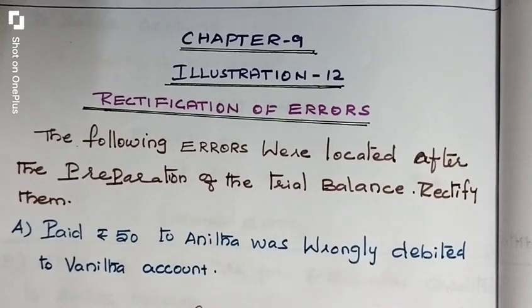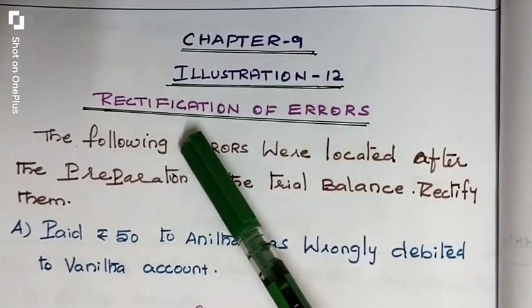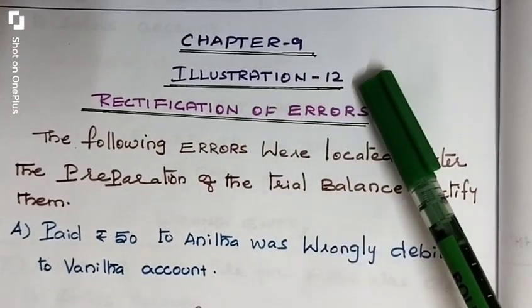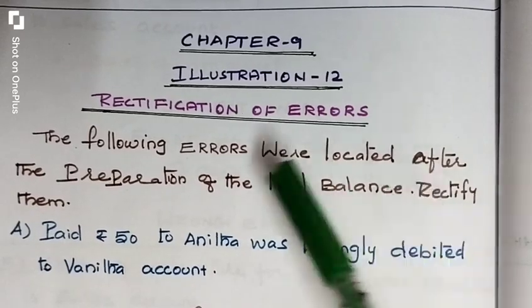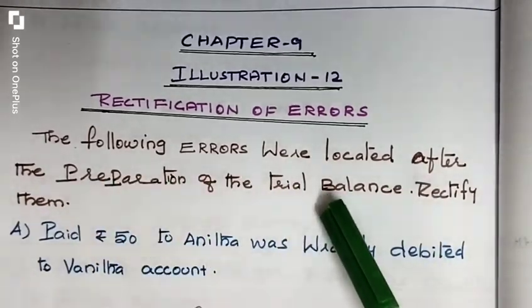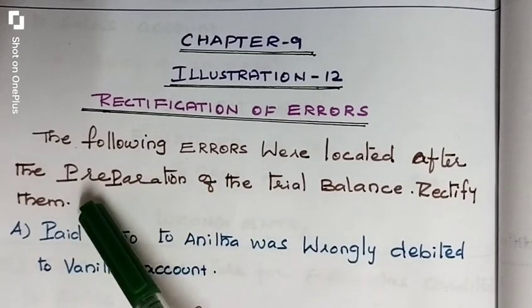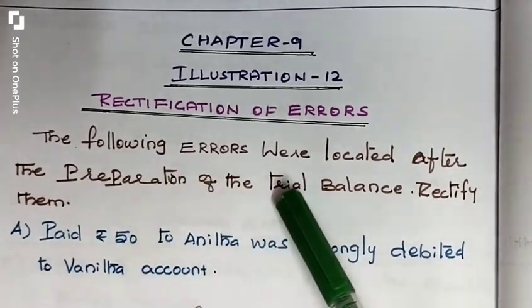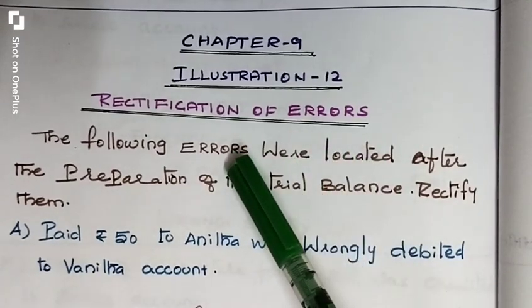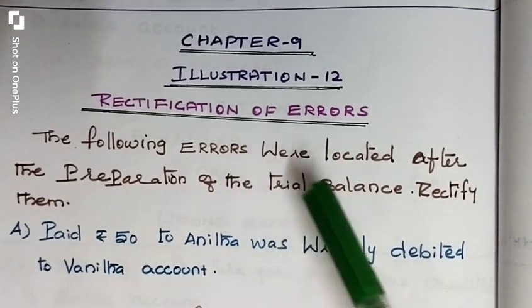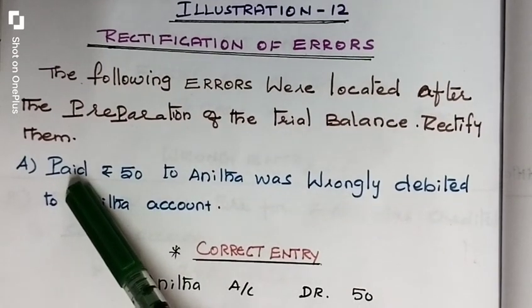In this video we are going to learn about 11th Standard Accountancy Chapter 9, Rectification of Errors, Illustration Sum number 12. The heading is: the following errors were located after the preparation of the trial balance. Rectify them. What this heading tells us is that an accountant located the errors after preparation of the trial balance. Now we need to rectify that error. Let's take the first transaction.